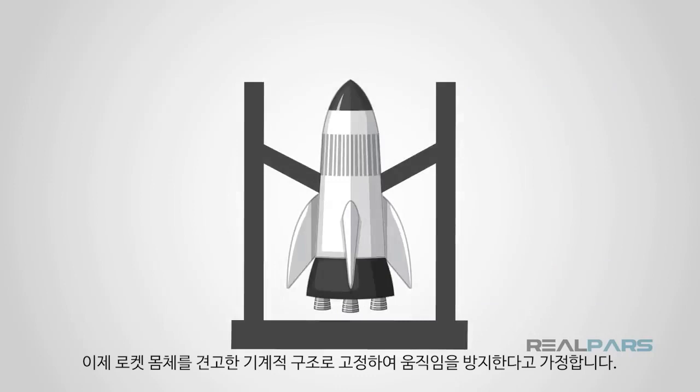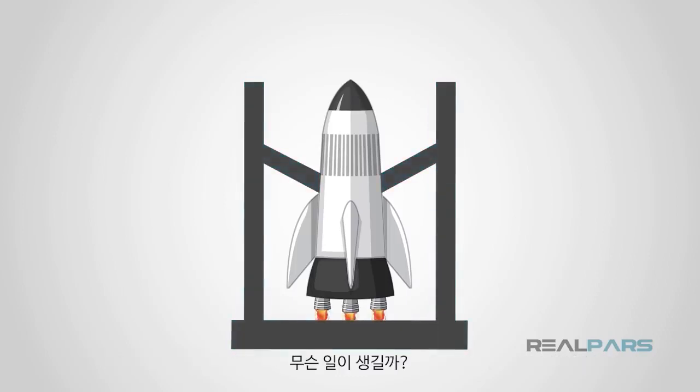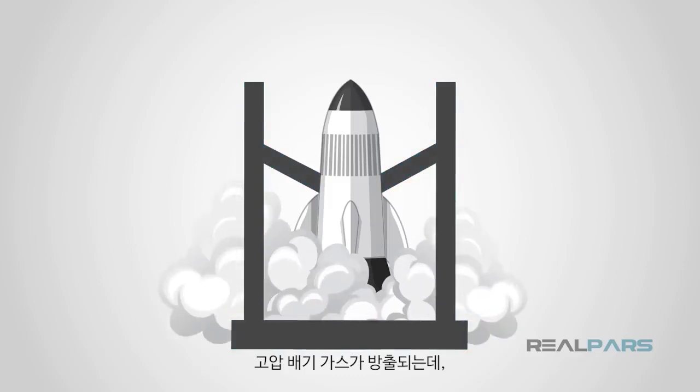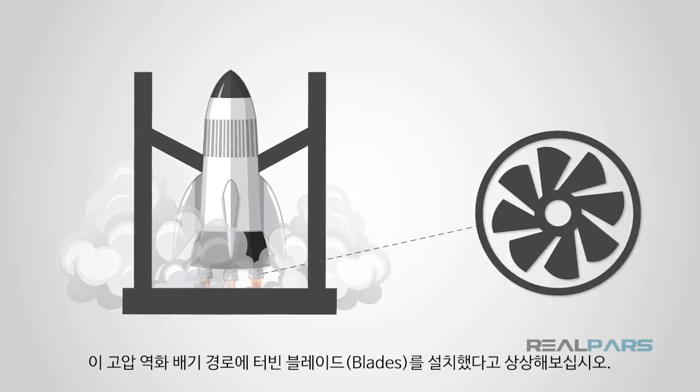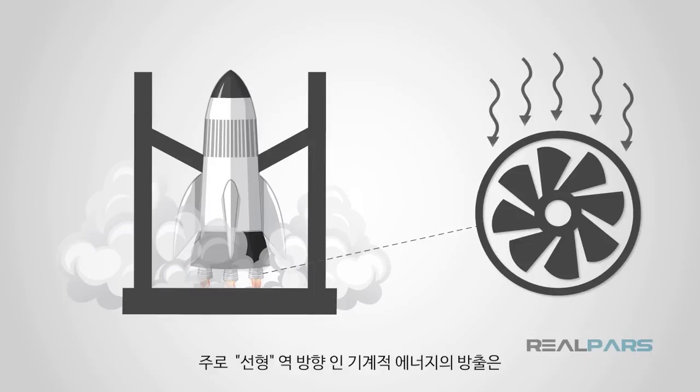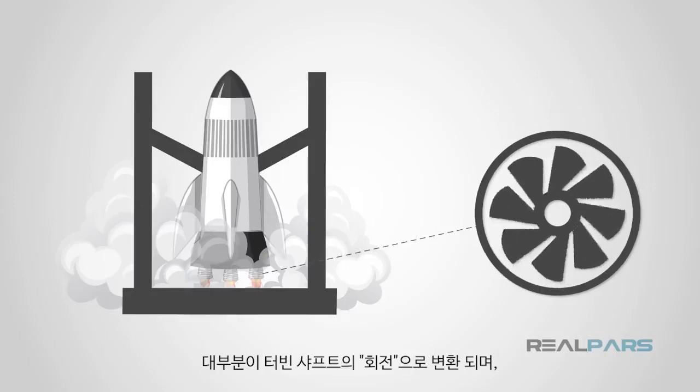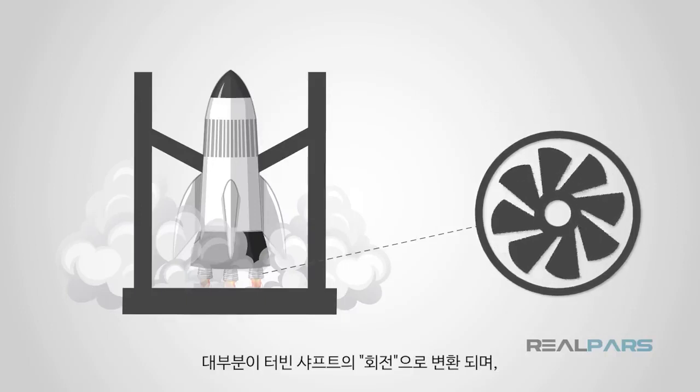And now, suppose I fix the rocket body with a robust mechanical structure to prevent its movement. What will happen? The high-pressure exhaust gas should be released, and it will have no way but backward. Now, keep this structure in mind, and imagine I put a set of turbine blades in the path of this high-pressure backfired exhaust. You see that the release of mechanical energy, which is mostly in a linear backward direction, will mostly transform into a kind of rotational movement of the turbine shaft.